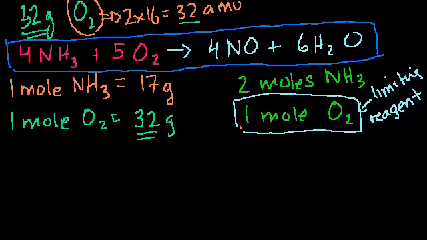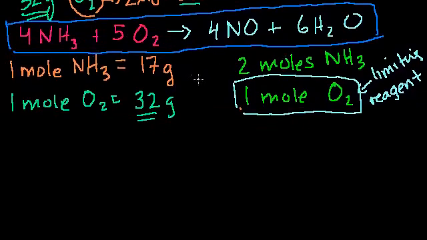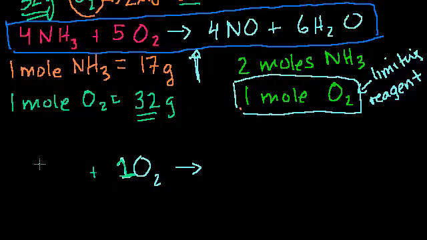This reaction is going to look something like this. I only have 1 mole of oxygen, so instead of 5O2, I have to write 1O2. Let me do it in a different color because I don't want to think I only have 1O2 instead of 5O2s. So how many ammonias are going to react with that?